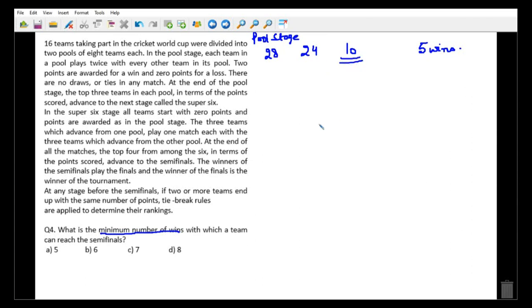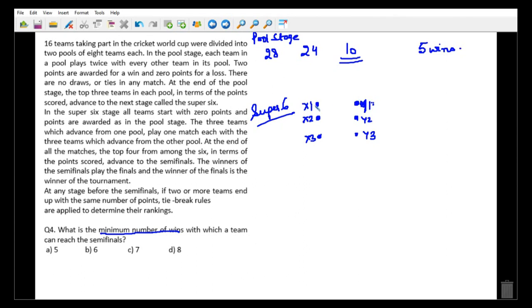10 points. Then if I come to the Super 6 stage, so this is my Super 6 stage, in which I have 6 teams. Let me just label them x1, x2, x3, and y1, y2, y3. Okay, so let's say this team that had got 10 points is y1, and I want y1 to move to semi-finals, but I also want to minimize the wins of y1.